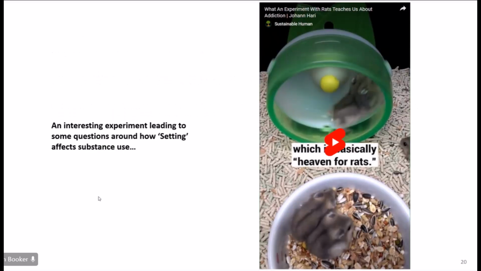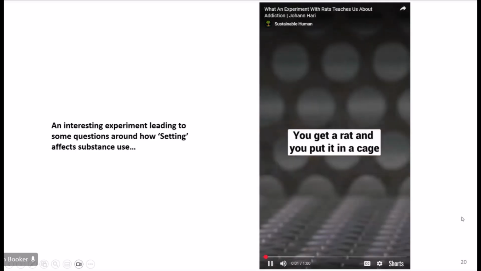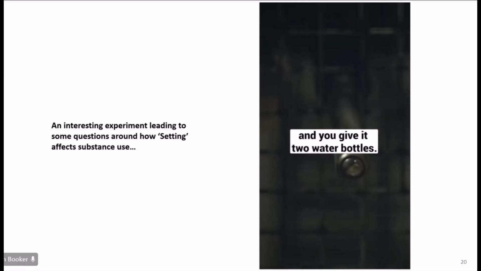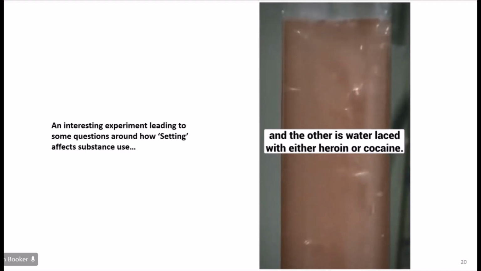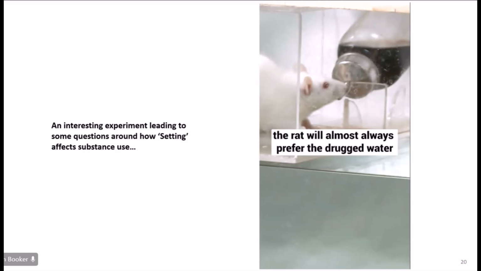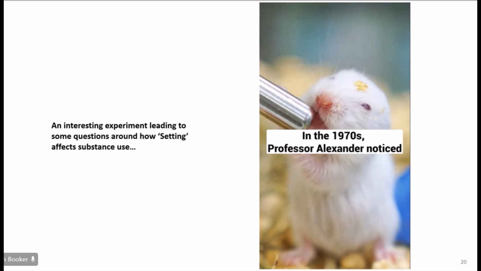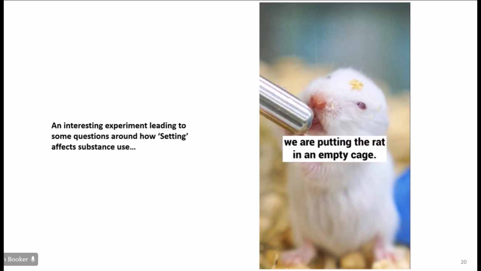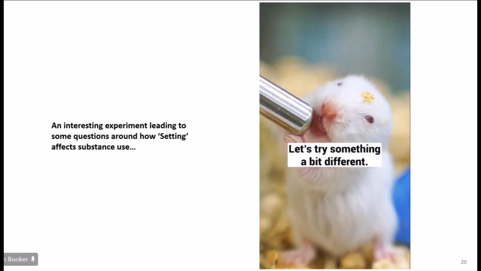This is an interesting experiment leading to some questions around how setting affects substance use. You get a rat and you put it in a cage and you give it 2 water bottles. One is just water and the other is water laced with either heroin or cocaine. If you do that, the rat will almost always prefer the drugged water and almost always kill itself quite quickly. In the 70s, Professor Alexander noticed we're putting the rat in an empty cage. It's got nothing to do except use these drugs.